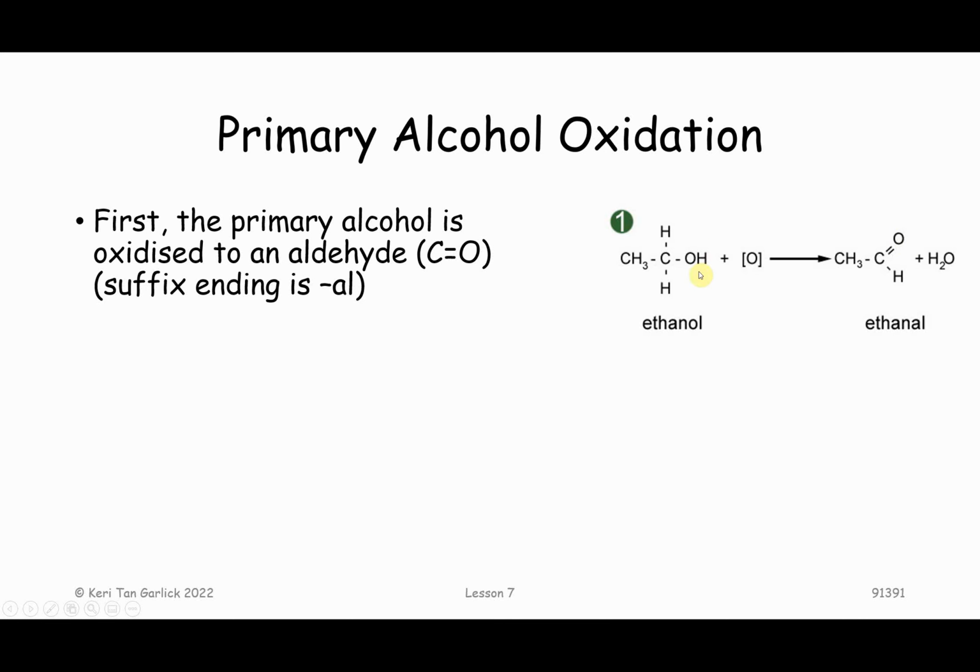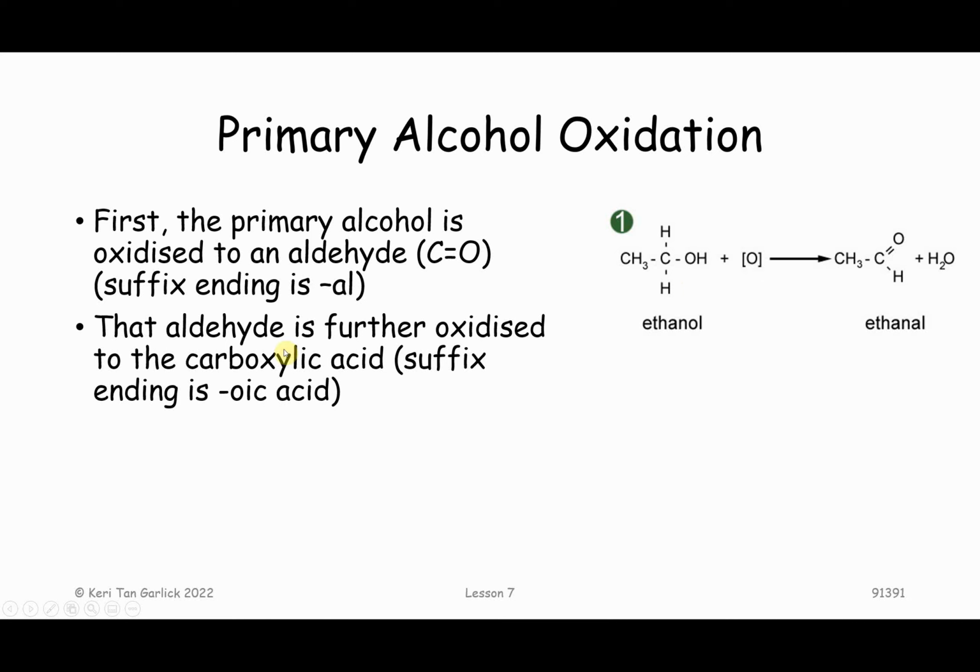So actually, I should say that this hydrogen gets removed, and the oxidant, and then you have that double bonded oxygen. The aldehyde can get further oxidized. So what happens in this case is we have another oxidant, and I still have that C double bond O, but now that hydrogen is being replaced by an OH, making a carboxylic acid. Be mindful with the carboxylic acids that you need both the double bonded oxygen and the OH for that to occur.